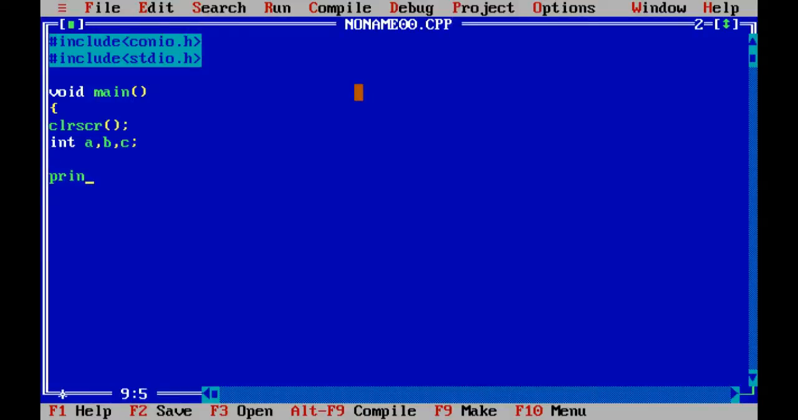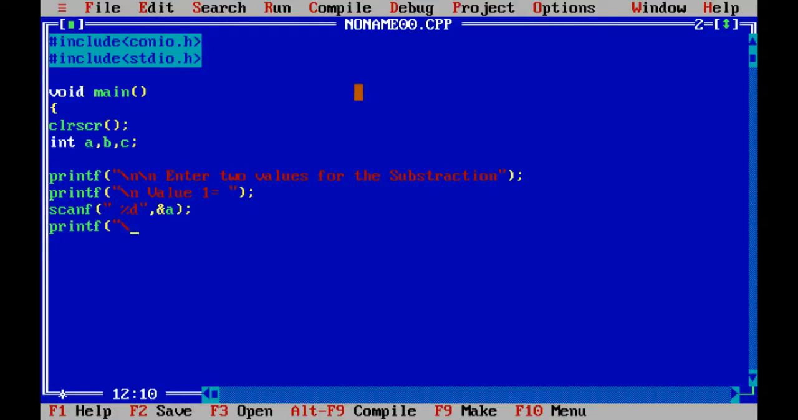Okay, so I have taken three variables over here. So I'll ask the user, enter two values for the subtraction. Let's give a space a bit. Scan. Then printf slash n values 2 equals to a and b. Okay, so now we have taken two inputs.